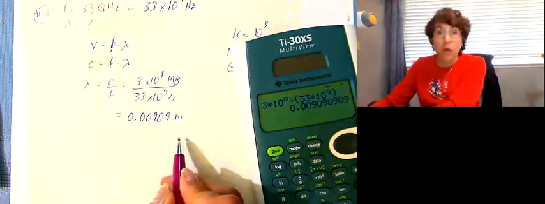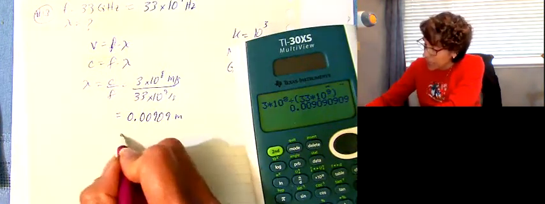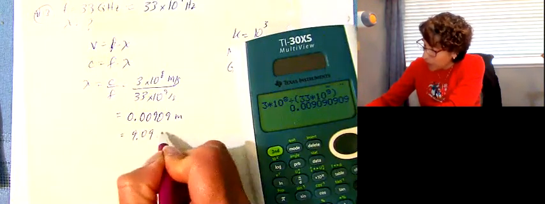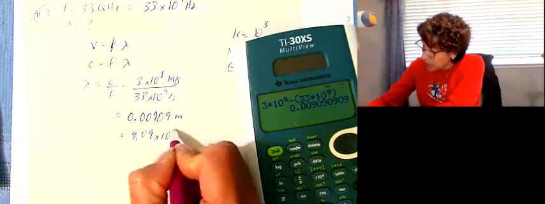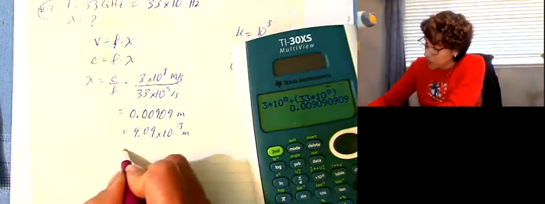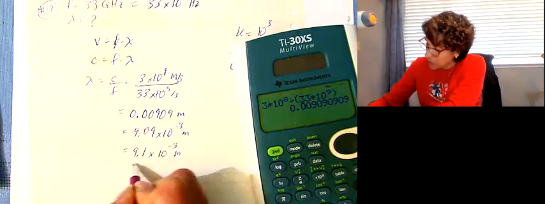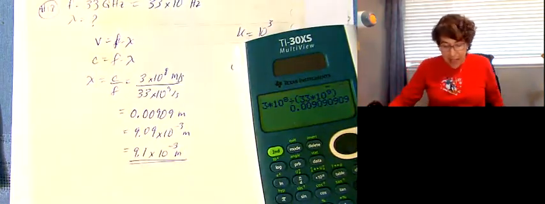And so this one I actually want to use scientific notation. So here I'm going to say 9.09 times 10 to the negative 3 meters. And if I only want 2 significant figures, I'm going to say 9.1 times 10 to the negative 3 meters. And that's all it is.